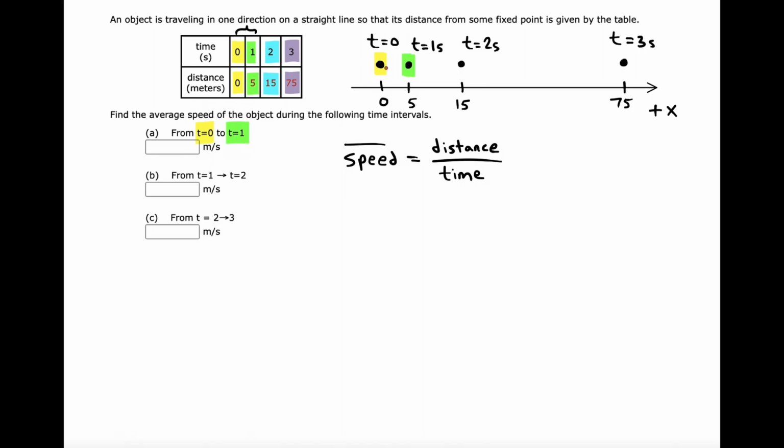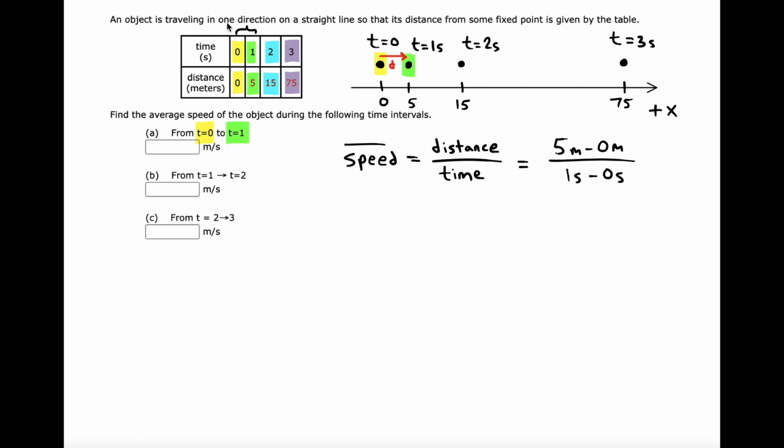We need to know how far the object had traveled, so that'll be represented by the red here. I'll call that the distance d. And then we also need to know the change in time, and we can find it with a formula. So our distance is going to be final location minus initial location, assuming that the object went straight there. Okay, so our distance is going to be found by subtracting 5 meters minus 0 meters. And then our change in time will be 1 second minus 0 seconds.